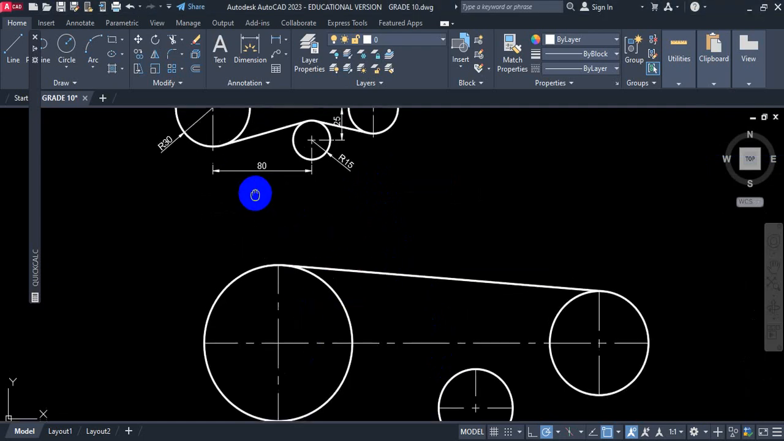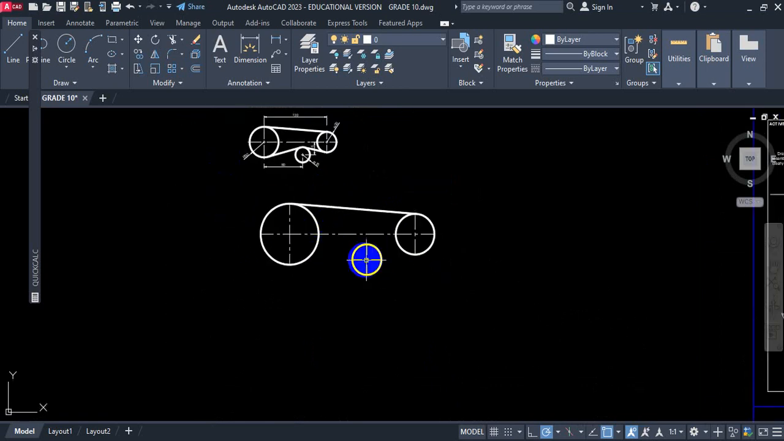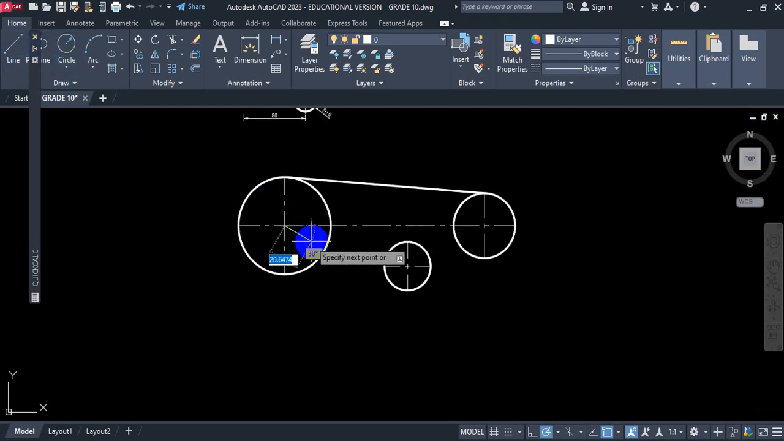And now we have transverse tangent. Distance is 80, center to center. So these are the two circles that I'm talking about. So we need to draw a line from that center to that center. It's a construction line. Now we need to bisect this distance.